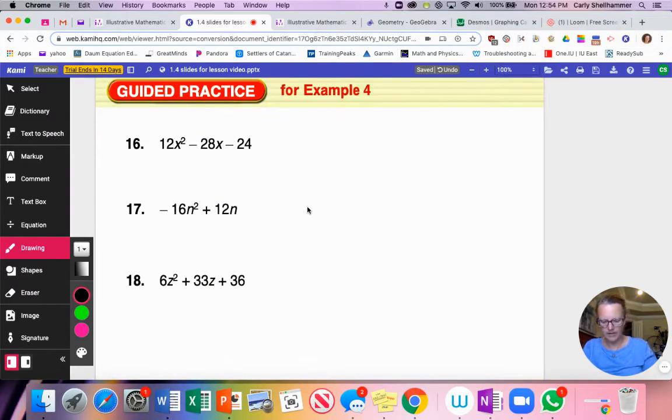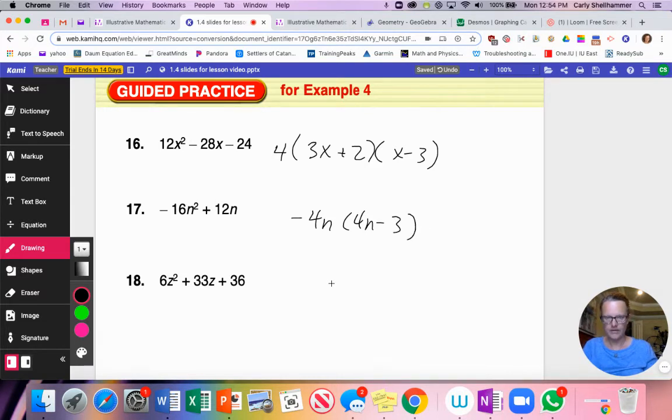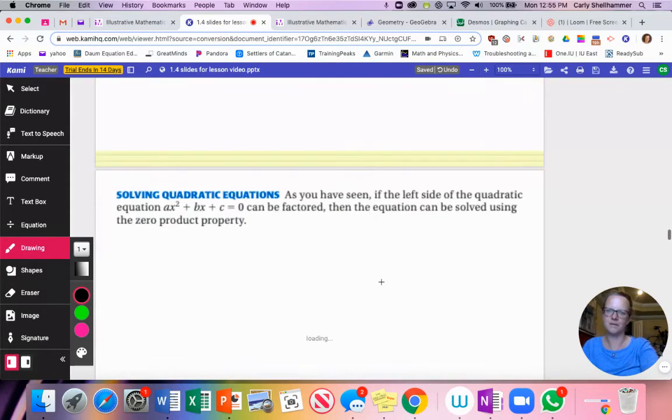So guided practice, I'm on number 16. First I can factor out a 4, and then I can factor into 2 binomials. Number 17. And number 18. All right, cool. Moving on.